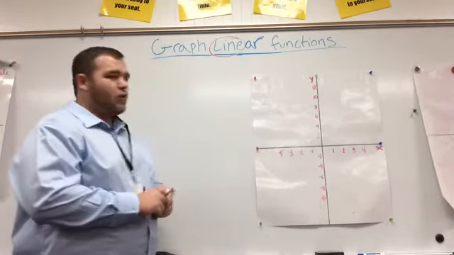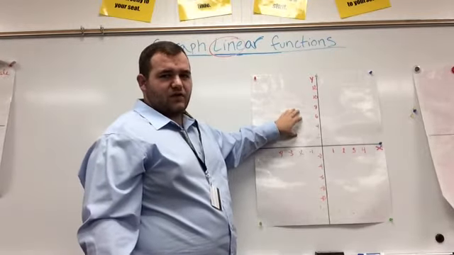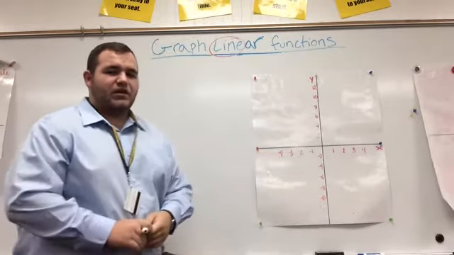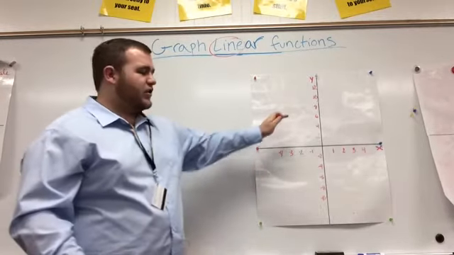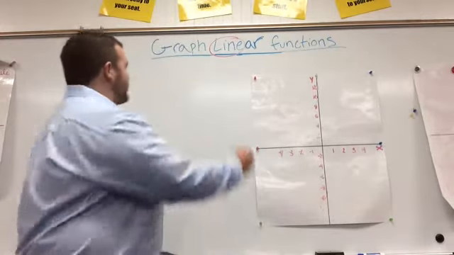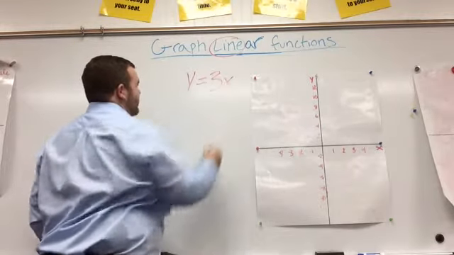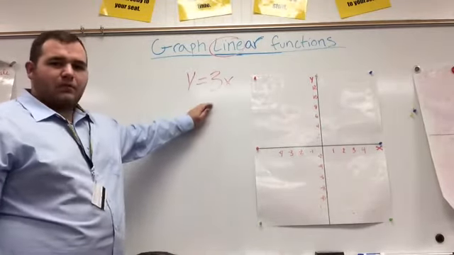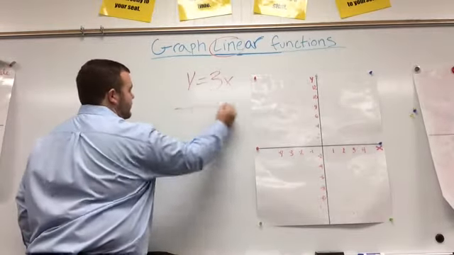Before, we were given a set of ordered pairs and then we graphed those to see if it was a function. Now, however, we're going to be given an equation, come up with a set of ordered pairs, then graph it, and determine if it's a linear function. So say we're given the equation y equals 3x. We want to come up with 5 ordered pairs, and we're going to do that by creating a table.